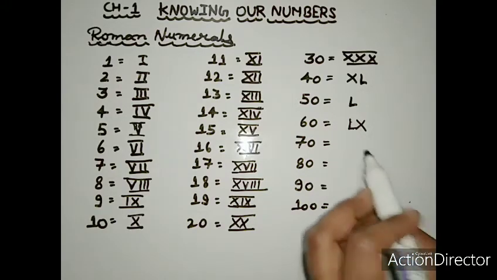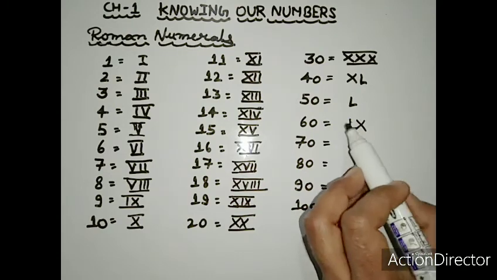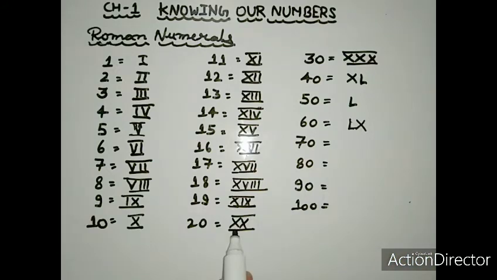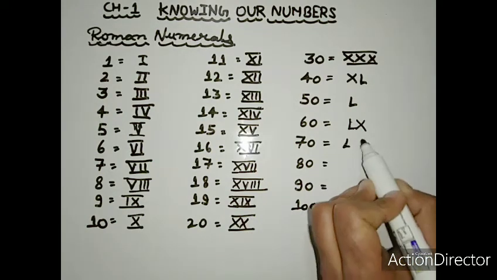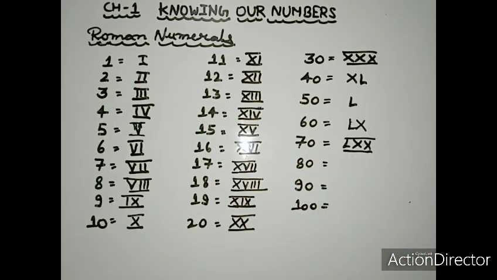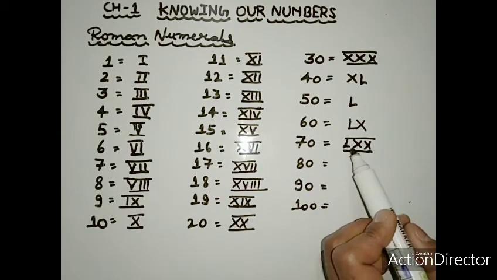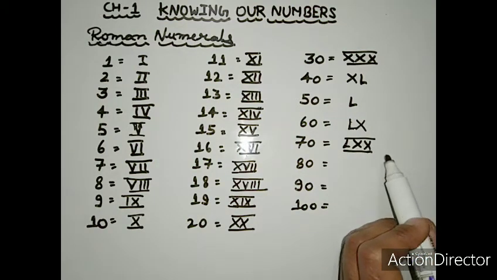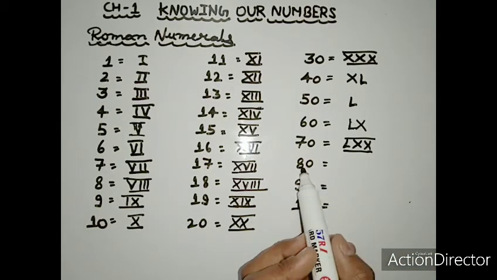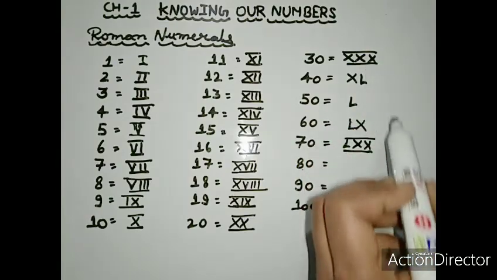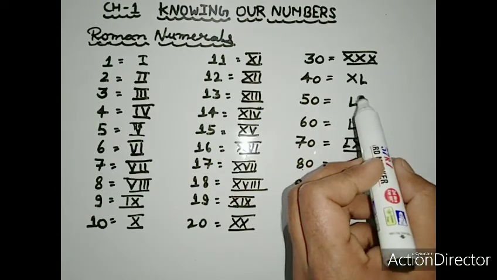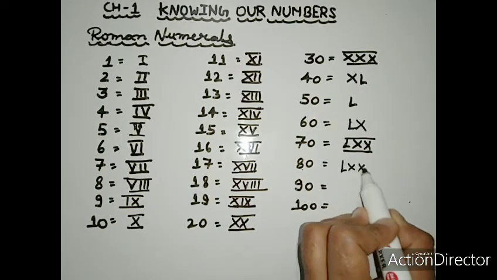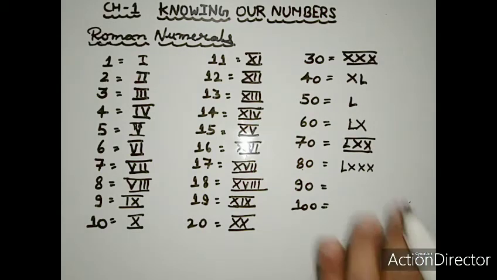Now here we write 70. So 50 plus 20, and here we represent 20 by using 2 times X here. So L and XX, 2 times X here. Okay, so L 50 plus 10, 60 plus 10, 70. Now we write 80. So here we represent 30 by using 3 times X, and 50 means L here. So L plus 3 times X. So here we write L and 3 times X here. Okay students.